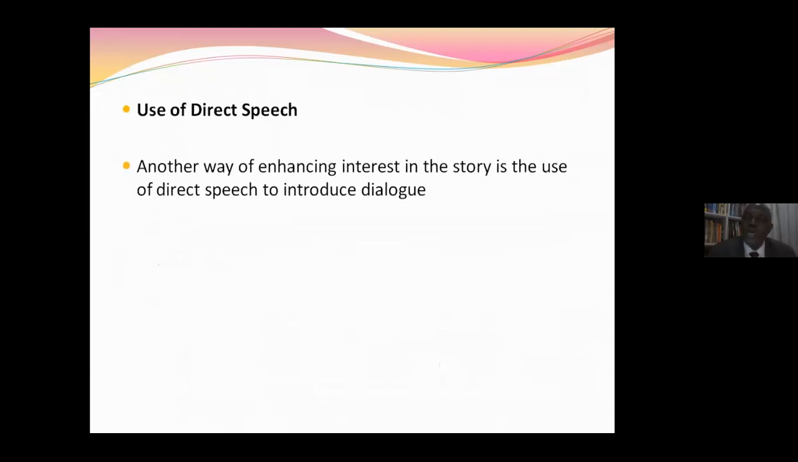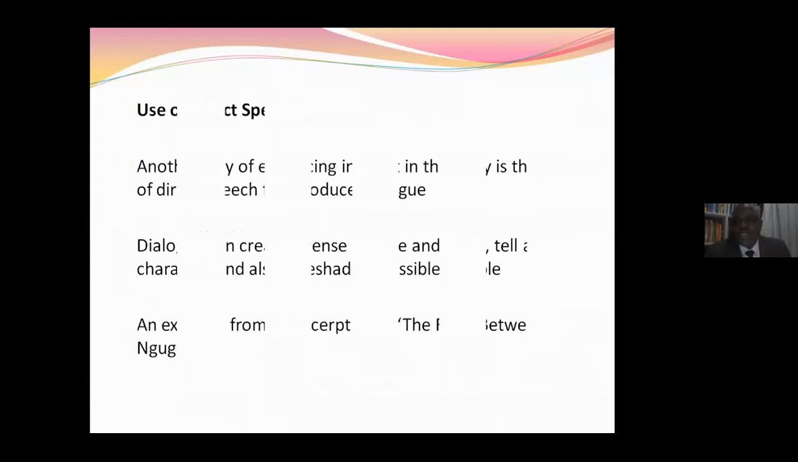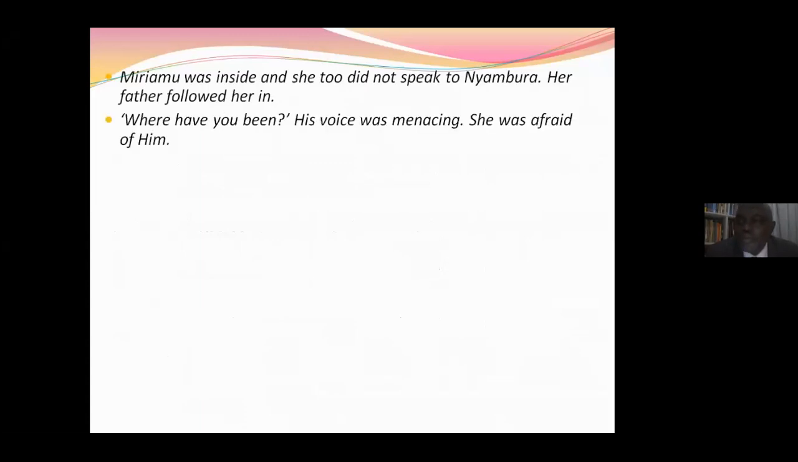We also couple this with a structure lesson, the use of direct speech in narratives. Another way of enhancing interest in a story is the use of direct speech to introduce dialogue. Because we're talking about the characters. Remember, we talked about the characters. And characters are visible. They are human beings. There must be dialogue. There must be a time when these characters are brought to life. So dialogue can create a sense of time and place, tell about character and also foreshadow possible trouble. Let's get an excerpt very quickly from The River Between by Ngugi wa Thiong'o.